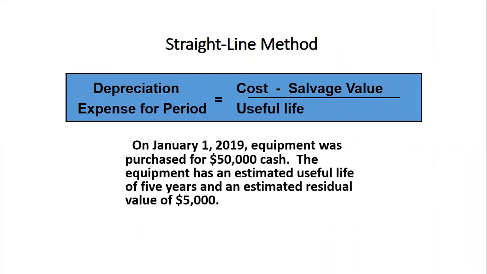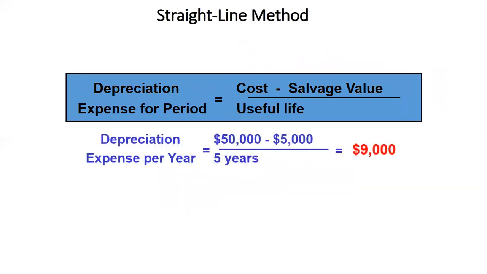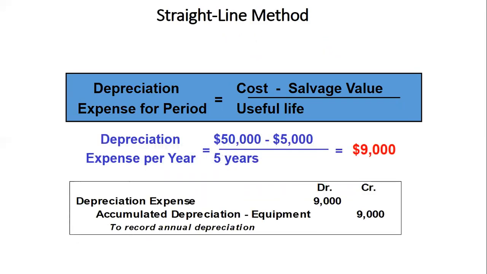So, ang pag-calculate mo lang yan, cost minus salvage value divided by the useful life. Okay? Here is the example. On January 1, 2019, equipment was purchased for 50,000 cash. So equipment has an estimated useful life of 5 years, and estimated residual value of 5,000. So madali lang yan. Very simple lang talaga. So 50,000 minus 5,000 divided by 5 years, that is 9,000.